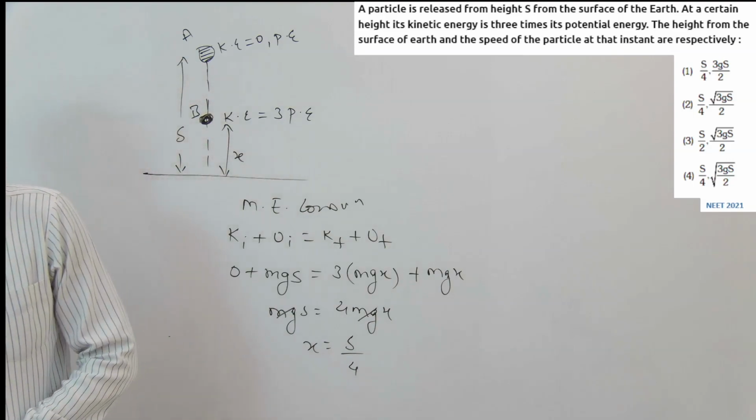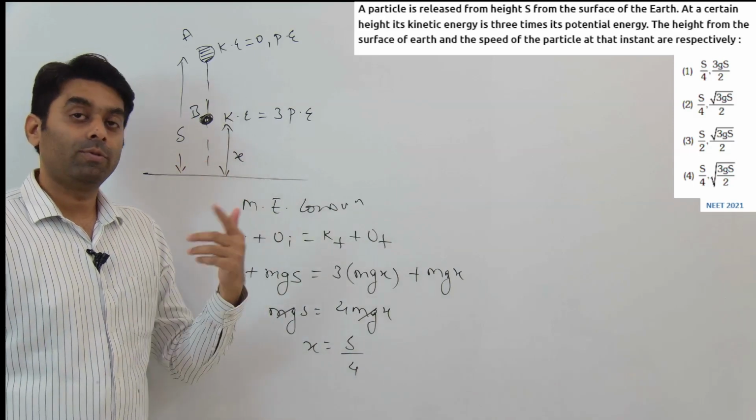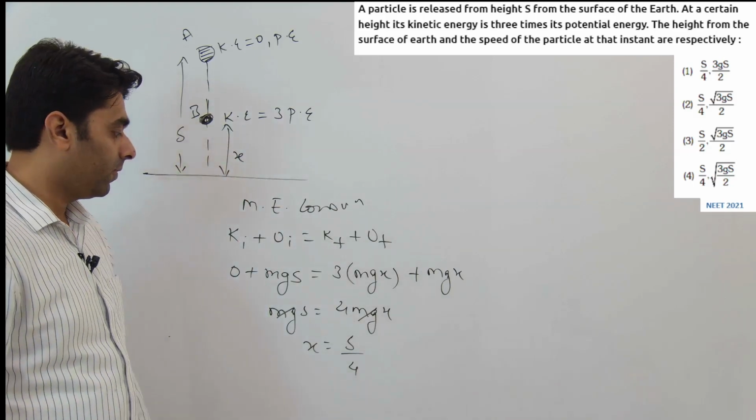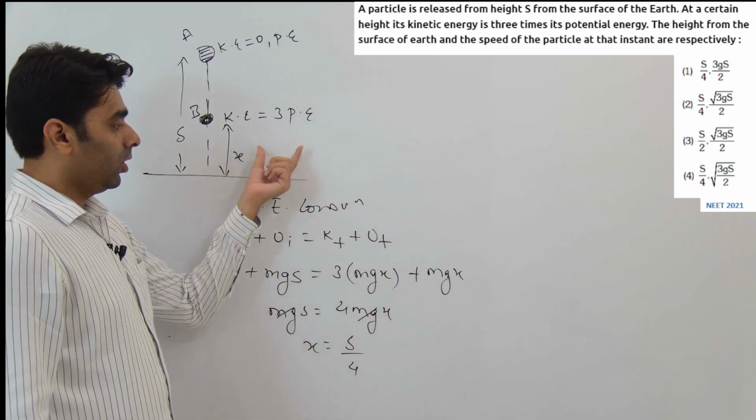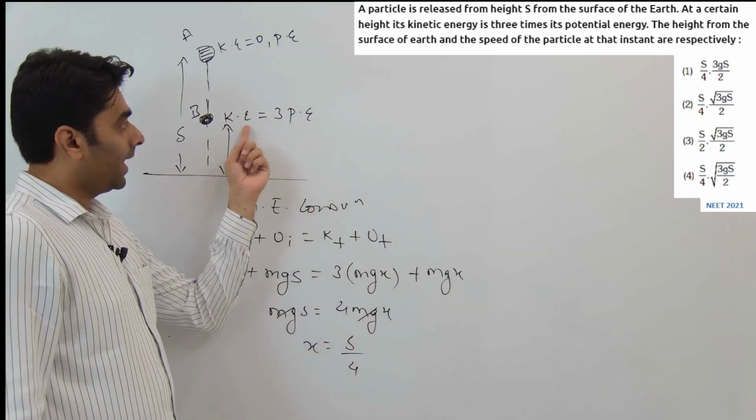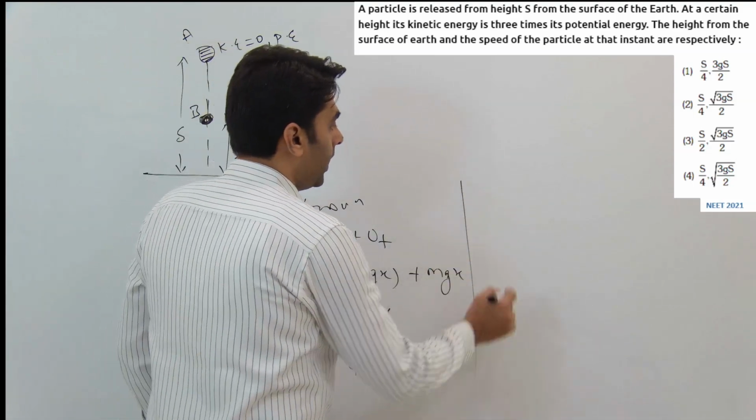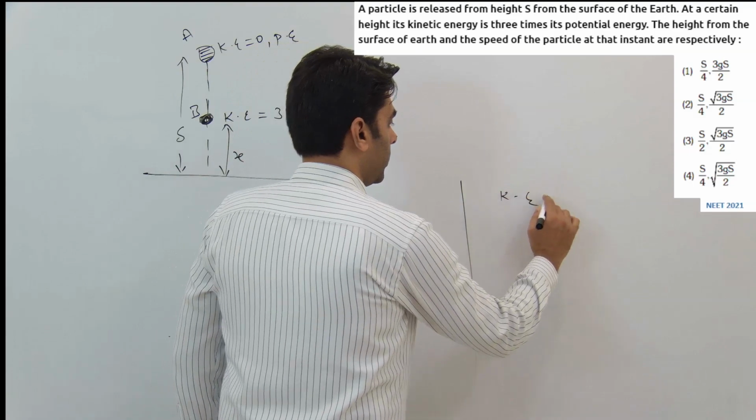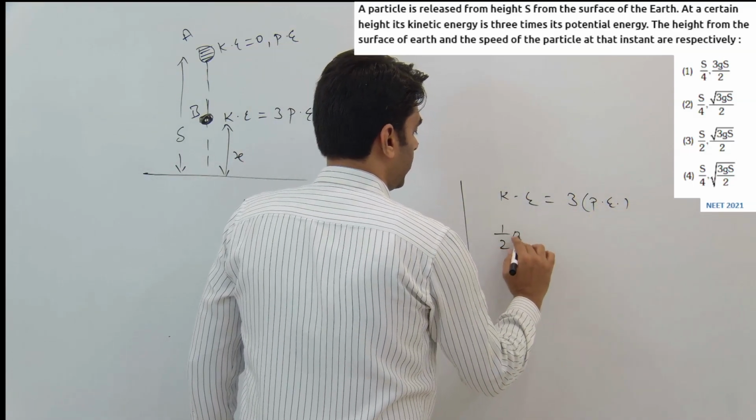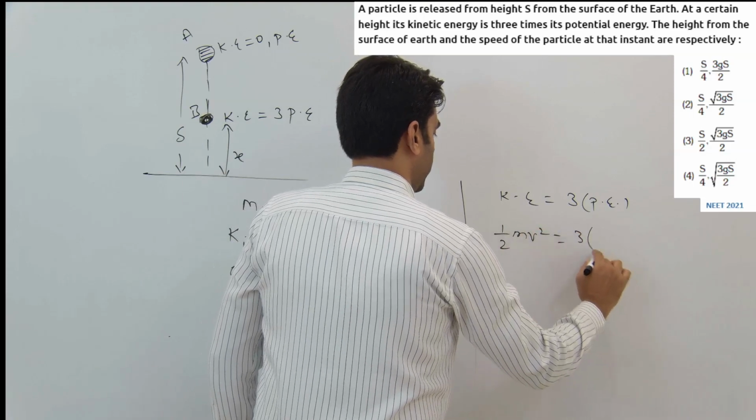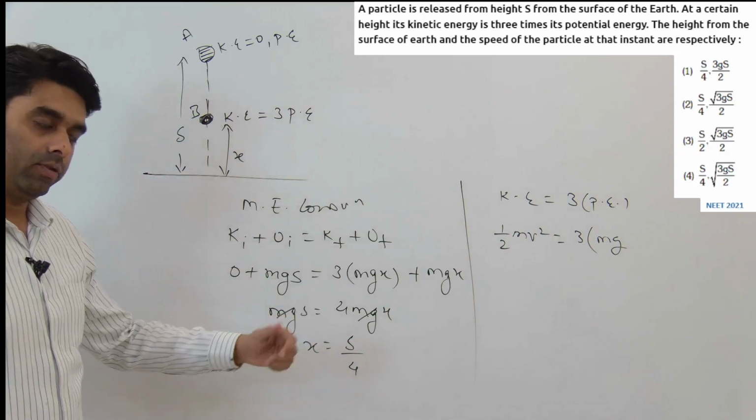Okay, do we have the option? Options 1, 2, 4, 3, one of them is S by 4. We need to find out the speed also. How do we find out speed? Over here they have mentioned that at this point, at height x, kinetic energy is 3 times potential energy. We will use this relation only to find out speed. Kinetic energy is half mv square, 3 times potential energy, mg into x. Now the x value we have found out, this is S by 4.